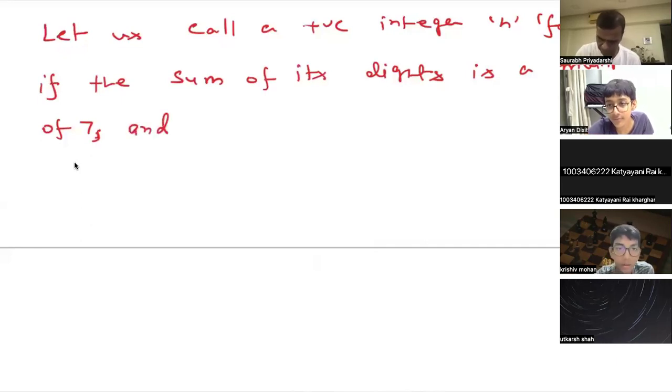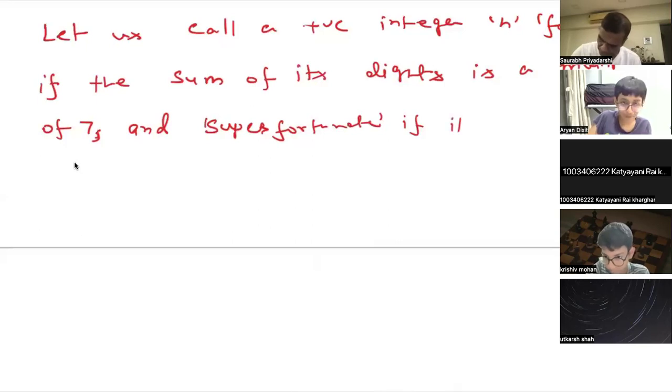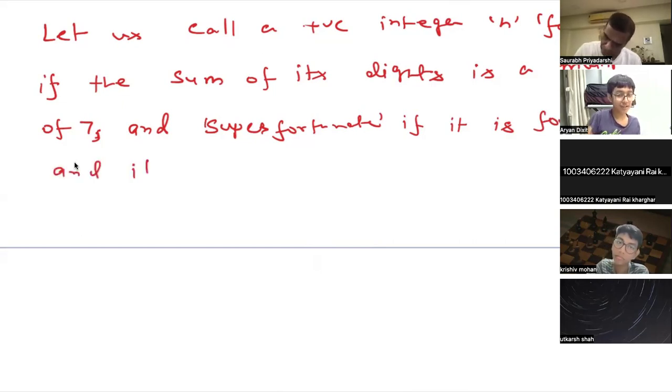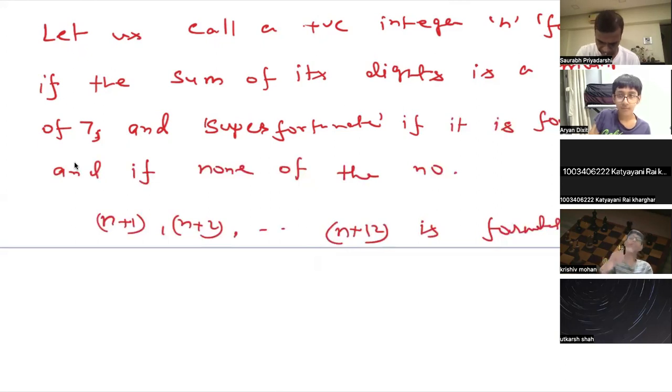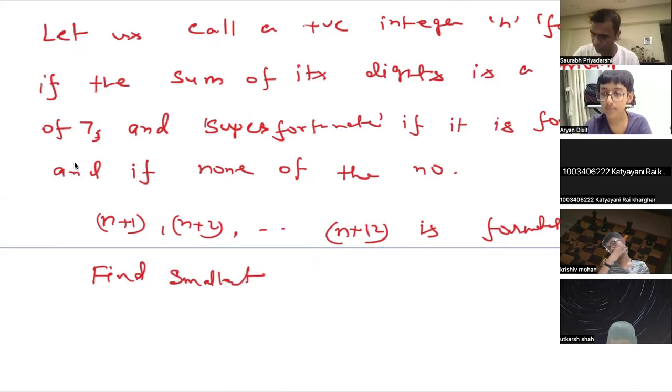And super fortunate if it is fortunate and if none of the numbers n plus 1, n plus 2 up to n plus 12 is fortunate, right? Find the smallest fortunate number.